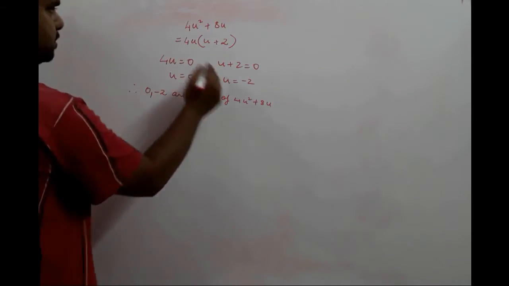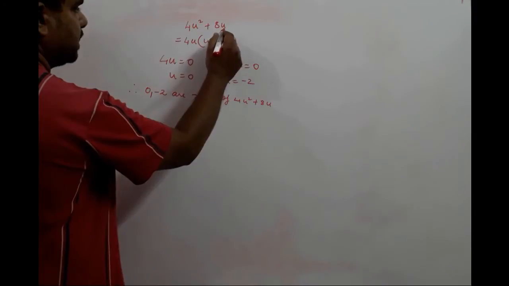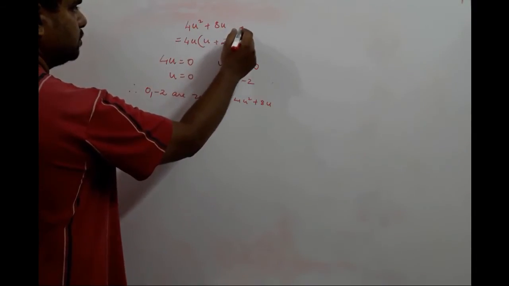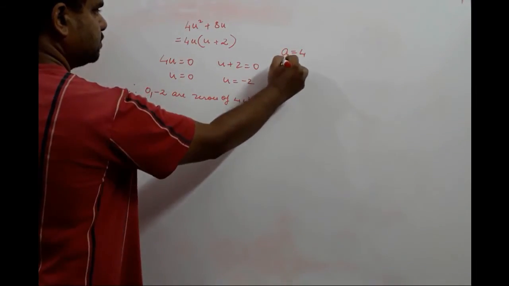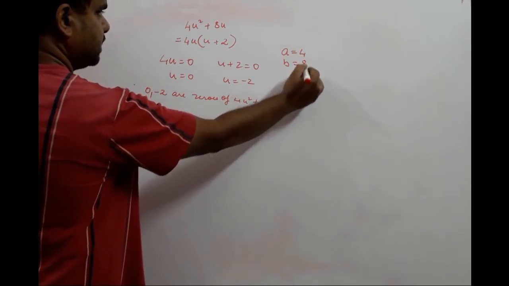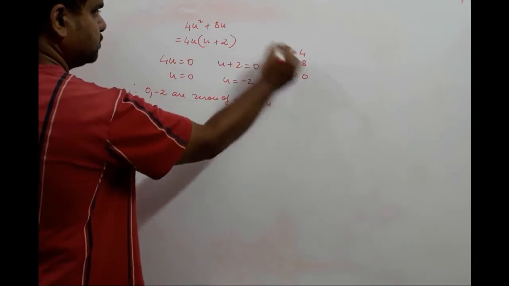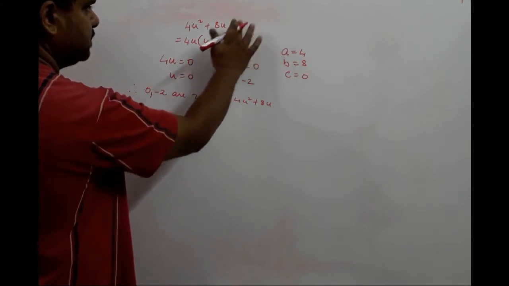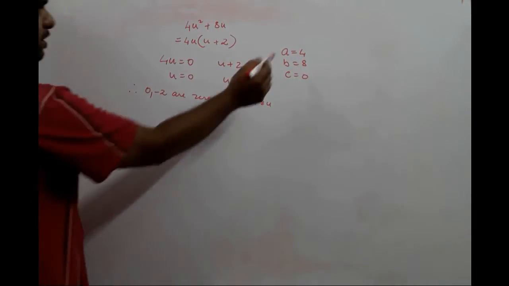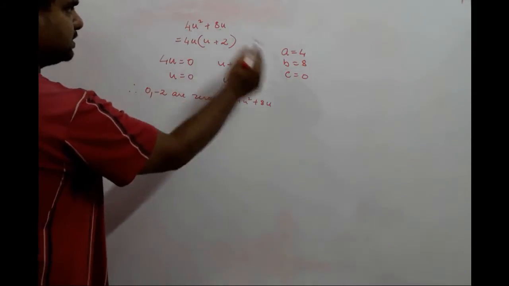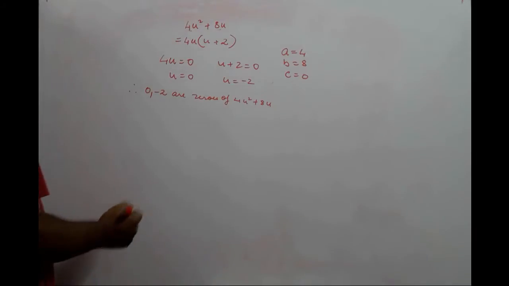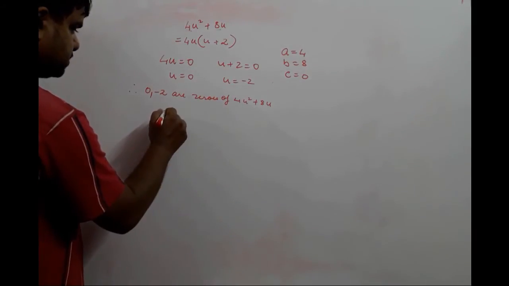Remember over here 4u square and 8u, there is no constant, so that means a is equal to 4, b is equal to 8 and c is equal to 0 because we don't have a constant term right here. So a is equal to 4, b is equal to 8 and c is 0. So we'll write down and establish the relationship now.